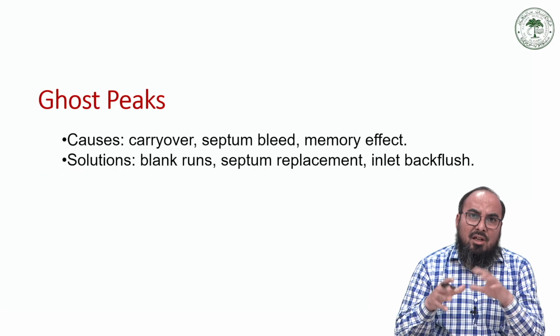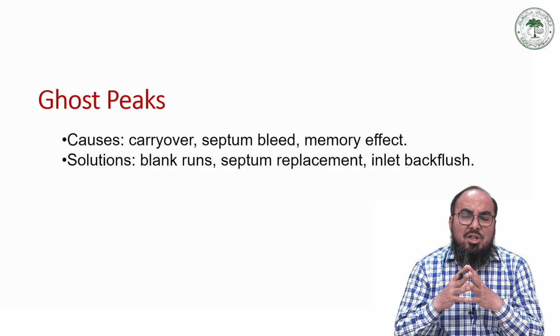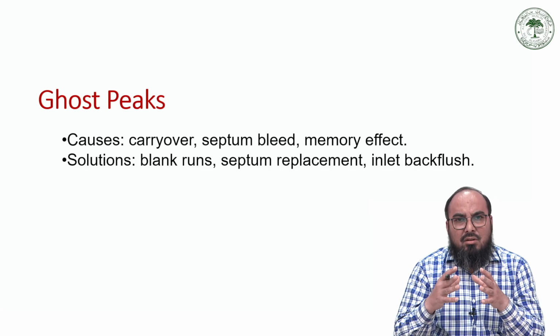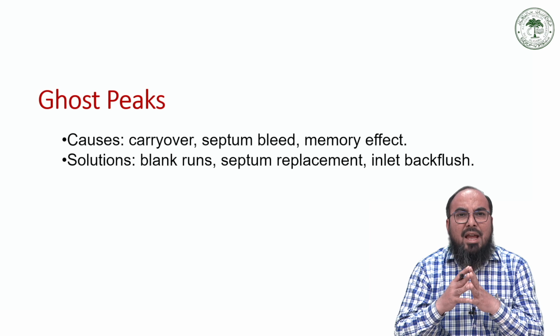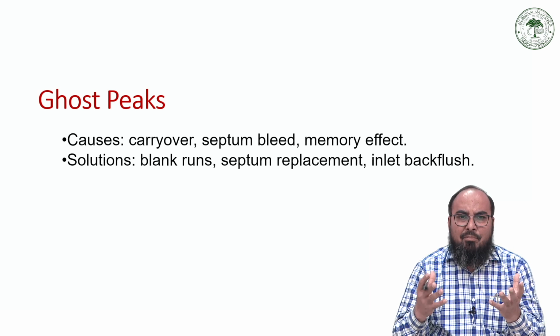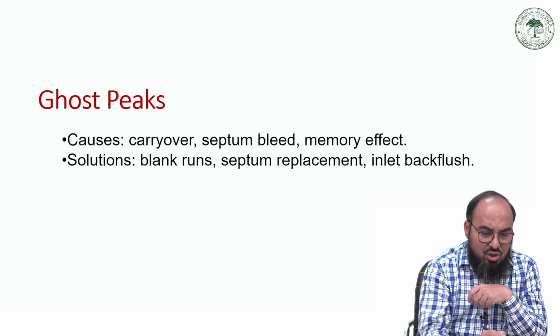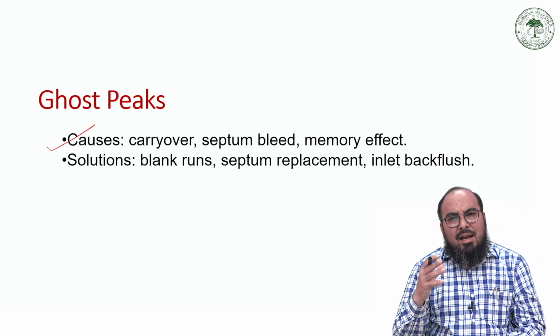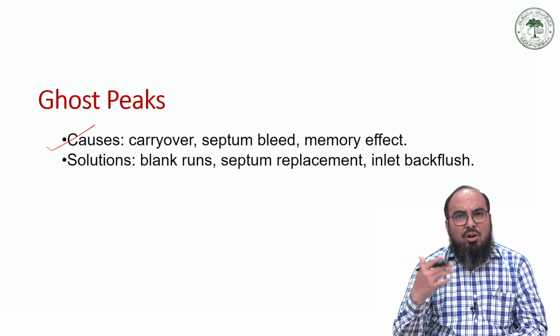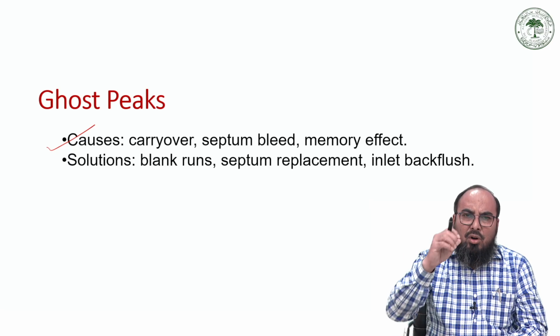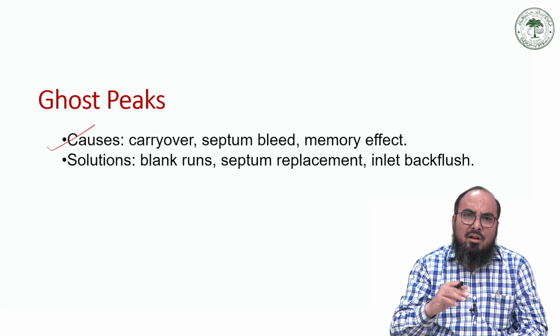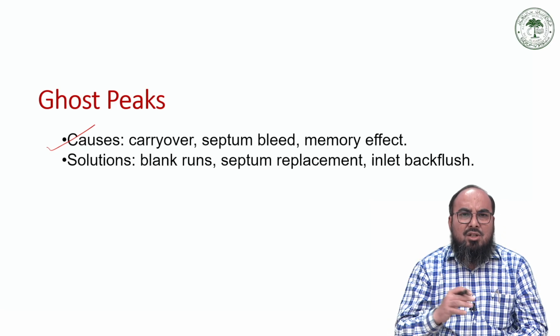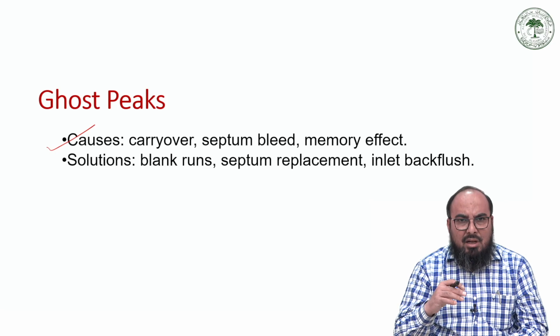Similarly, there are ghost peaks. Ghost peaks may be defined as those peaks which are not because of the presence of any constituent; they come out on their own. So those peaks which do not correspond to any component of your sample are called ghost peaks. So what are the causes of these ghost peaks? That is carryover. For example, you have done a certain experiment, you have run your GC, and before cooling it properly you started your next run again. So there may be chances of some carryover of your previous sample along with the new one.